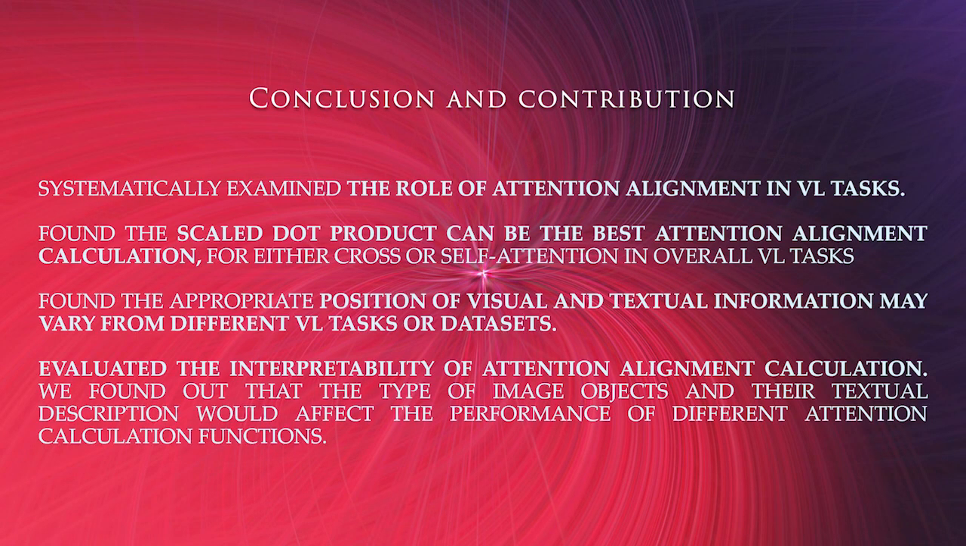In conclusion, we have systematically examined the role of attention alignment score calculation in vision and language tasks. We found that the scaled dot product can be the best attention alignment calculation for either cross or self-attention in overall VL tasks, while the appropriate position of visual and textual information may vary from different VL tasks or datasets. We also evaluated the interpretability of the best and worst attention alignment calculation models. Based on the breakdown analysis, we found out that the type of image objects and their textual description would affect the performance of different attention calculation functions.